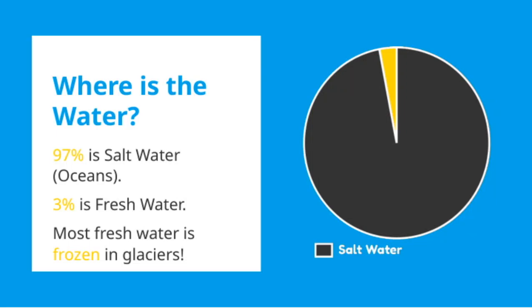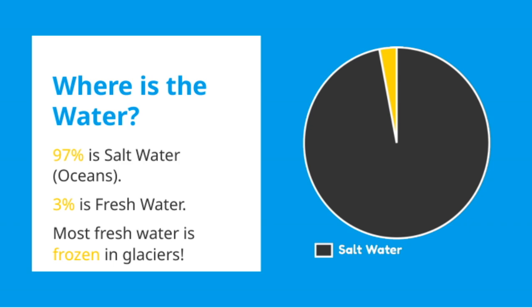Most of our fresh water is actually frozen in glaciers, which means only a small portion is available for us to use. In fact, just about 3% of all the water on Earth is fresh water. That might sound like a lot, but when you consider the entire planet, it's a pretty tiny fraction. The vast majority, around 97%, is salt water, found mainly in our oceans.